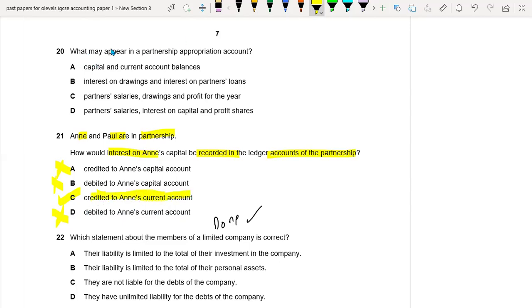Okay. 20. What may appear in the partnership appropriation account? Capital and current accounts? No. Interest on drawings? Yes. Interest on partners' loan? No. Partners' salaries, drawings, and profit for the year. Basically, partners' salaries would be recorded, interest on drawings would be recorded, not the drawings. Profit for the year would be recorded, but not the drawings. So it means this option is not right. Interest on drawings would be recorded. Partner salary, yes. Interest on capital, yes. Profit shares, yes. So D option is the right option.